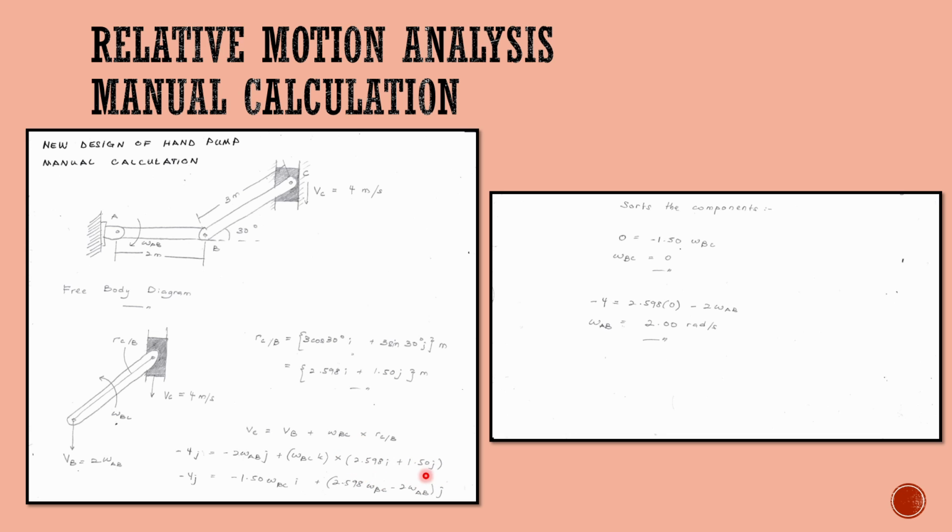This is the length of the connecting rod BC. This is the angular velocity at BC. This is the velocity at point B. You can get it from the free body diagram.